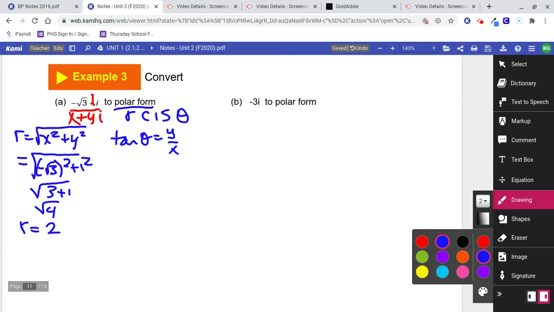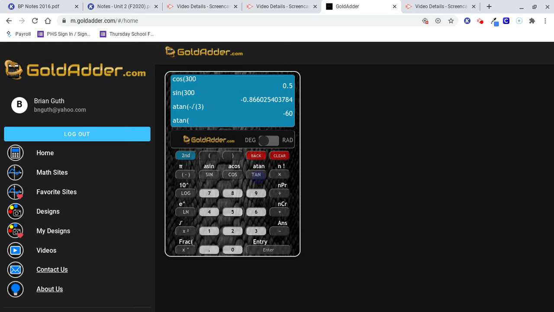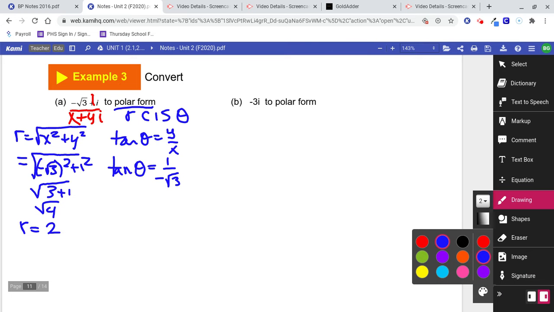Tangent theta equals y over x. Y is 1. X is negative square root of 3. To solve this equation, we're going to have to do an inverse tangent, and that's where your calculator comes in. We are going to do an inverse tangent of 1 over negative square root of 3. Your calculator will say negative 30, assuming you're in degrees. Negative 30 is not the answer, though.